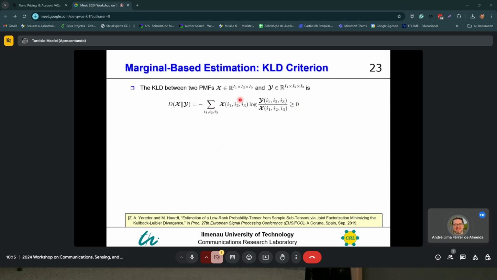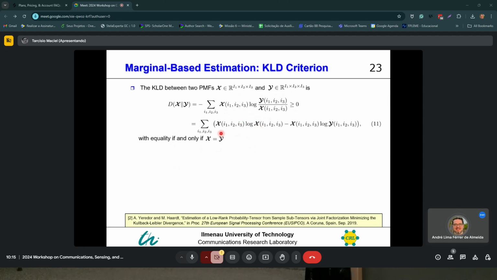So we have the KLD of x and y, the sum of x times the logarithm of y divided by x, and of course this is greater or equal than 0. This is always positive. Now let's expand this expression, and we get equality if and only if the tensor x is equal to the tensor y. And x is fixed. It corresponds to our empirical estimate.